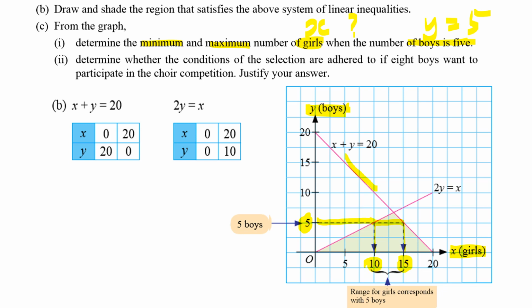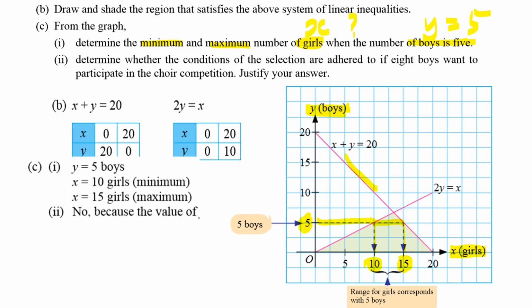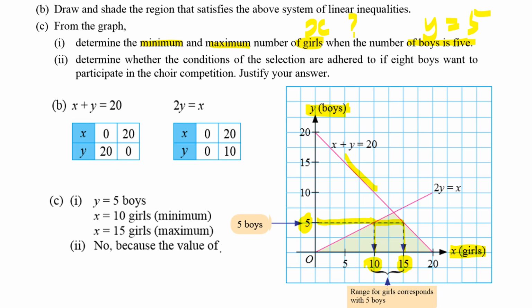So you have answered the first question. So you have to write like this. When Y is 5, 5 boys, then girls is 10 minimum, and 15 the maximum. Okay? And then determine whether the condition is adhered to if 8 boys want to participate in the choir competition. What happens if 8 boys? Can 8 boys participate in the choir competition?